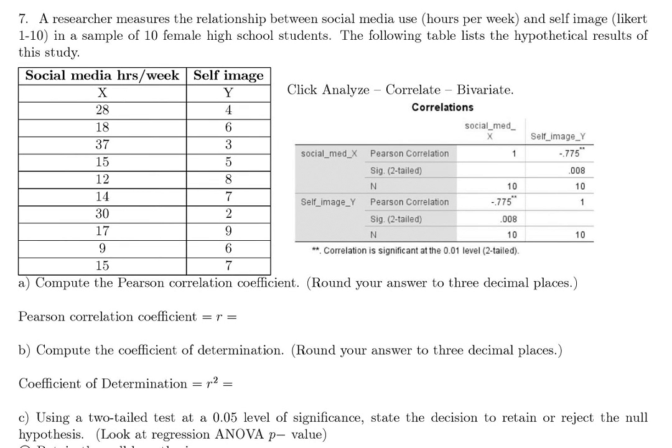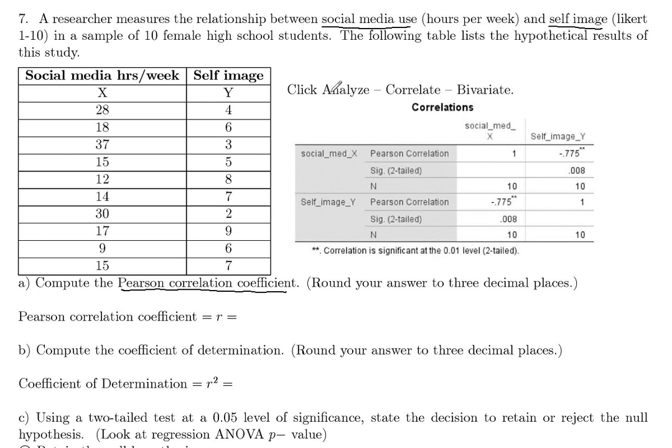We're working on web assigned homework 7 and problem number 7. In this problem, a researcher is looking at the relationship between social media use, that's our X, and self-image on a Likert scale, that is our Y. And here is the data. What we want to do first is compute the Pearson correlation coefficient.